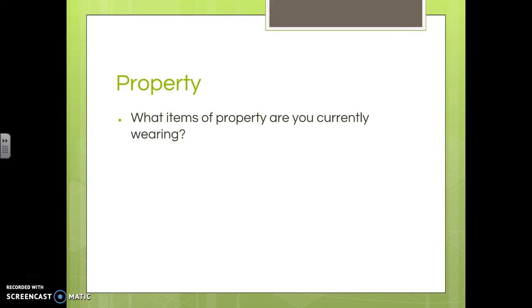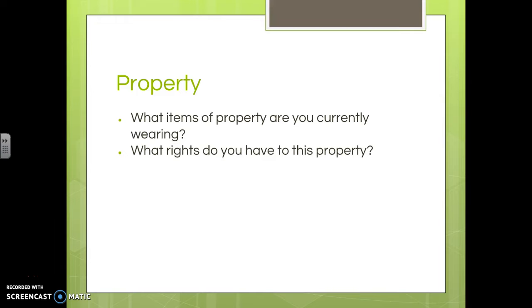Property. Let's take a look at property and quickly take a look at what property might be. You own property right now. You are wearing property. What items of property are you currently wearing? A shirt, a sweatshirt, a pair of pants, a pair of shorts, a pair of shoes. All of those will be considered property because they are items that you own and you're currently wearing them. You stake claim to them. They are your property.